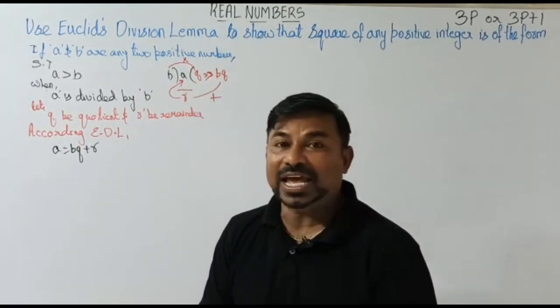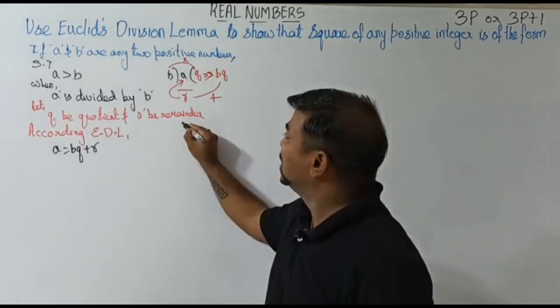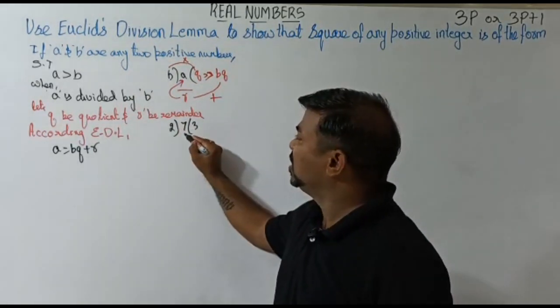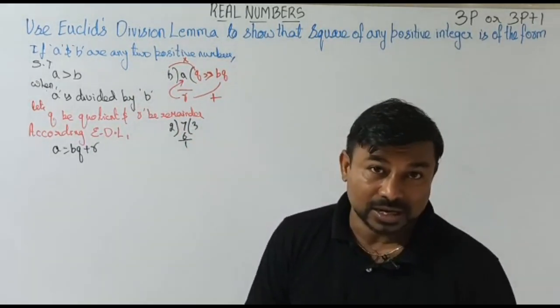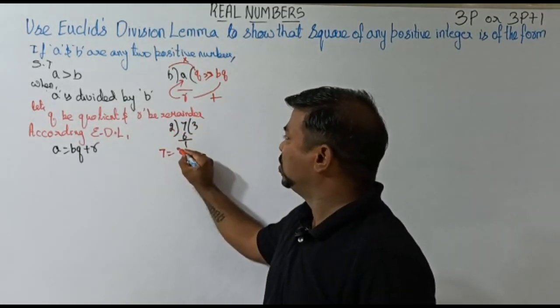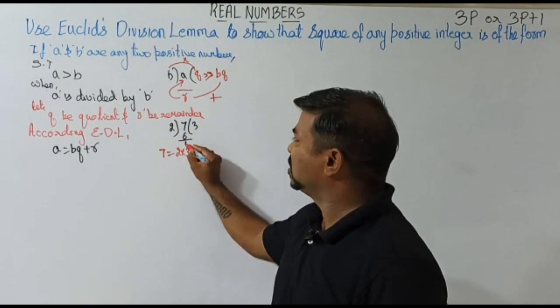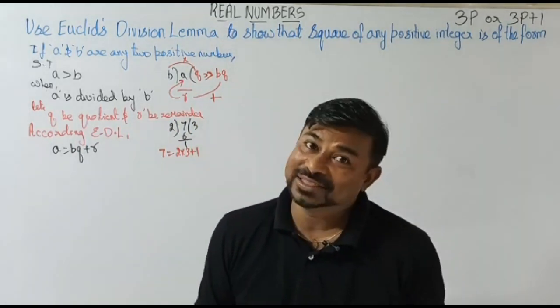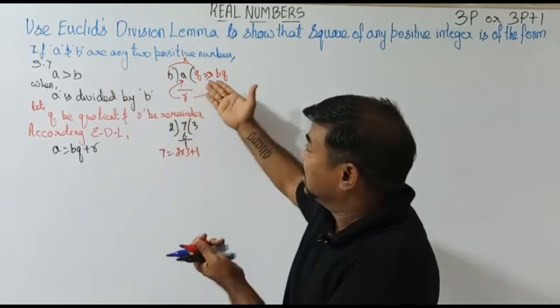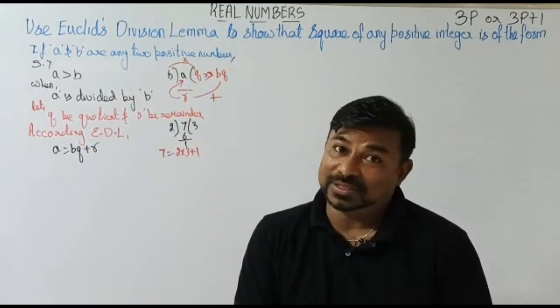If you want, I can show you with the help of an example. If you take the number 7 and divide it by 2, 2 threes are 6 and the remainder is 1. Now you take that 7. 7 is nothing but 2 into 3 plus the remainder 1. That is what the Euclid division lemma says. This is the definition, this is the proof, and this is the example.